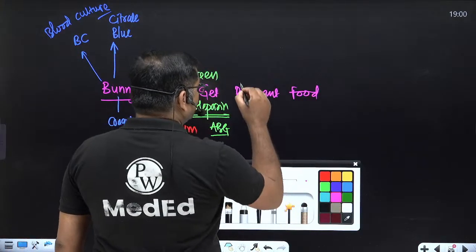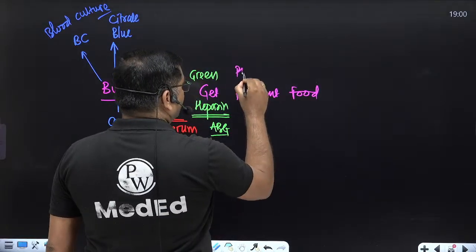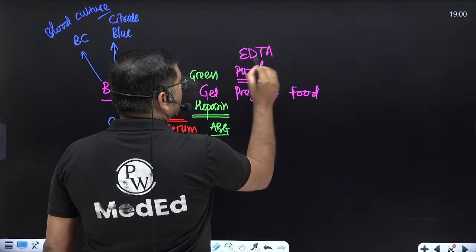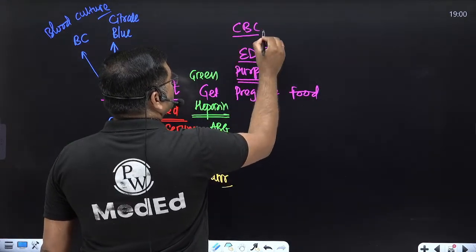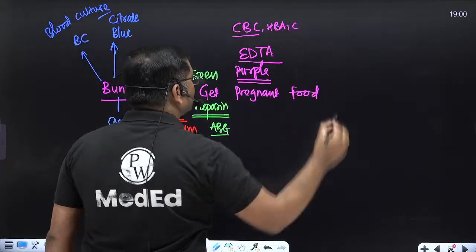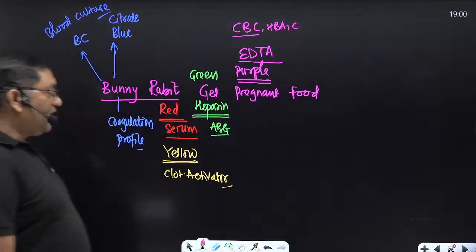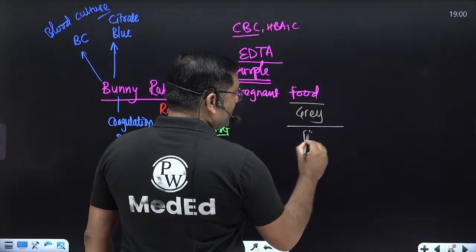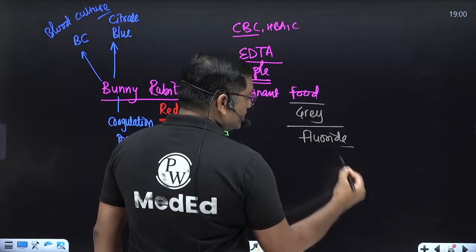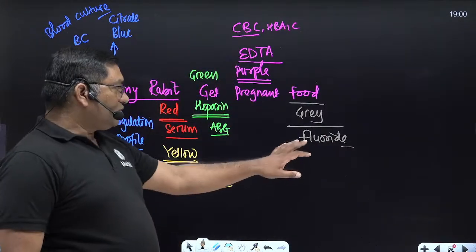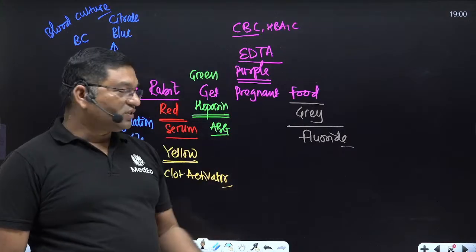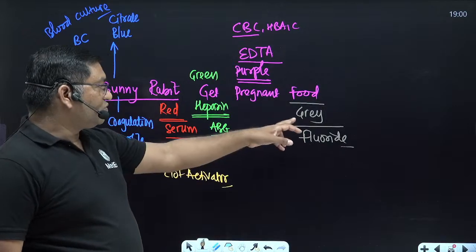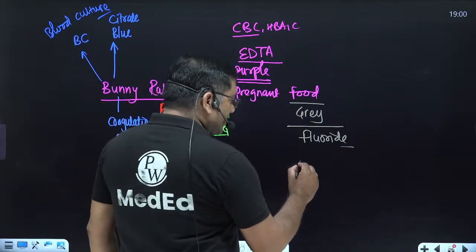Then purple. This is the EDTA tube. It is for complete blood count. Also, it is for HbA1c estimation. And this is last. This is the gray tube, the fluoride bulb. Sodium fluoride and potassium oxalate in the ratio of 1 to 3, which is there in the gray bulb. So this is the gray tube, fluoride bulb for plasma glucose.